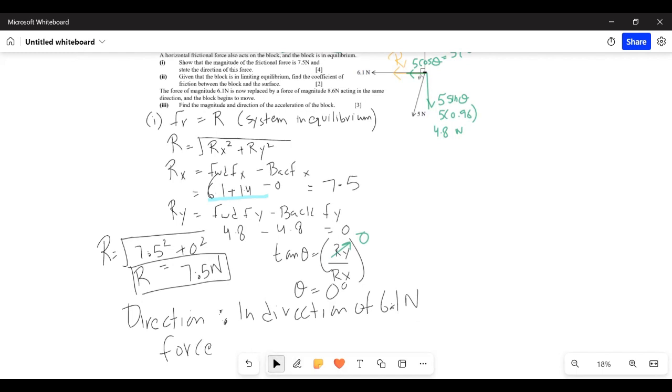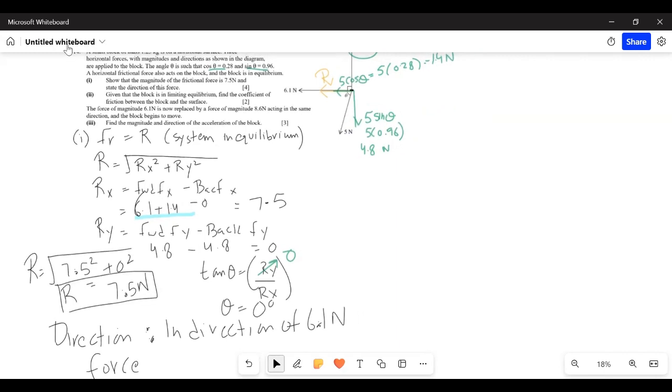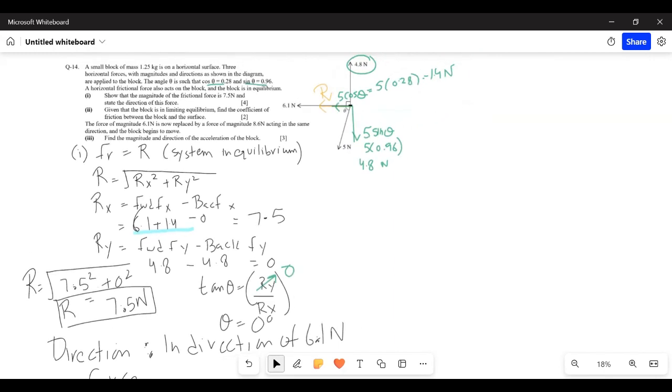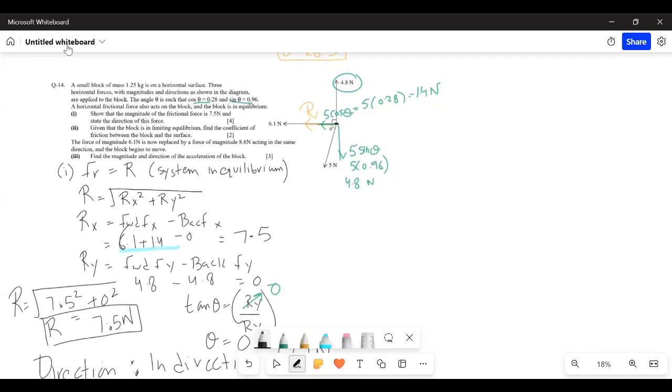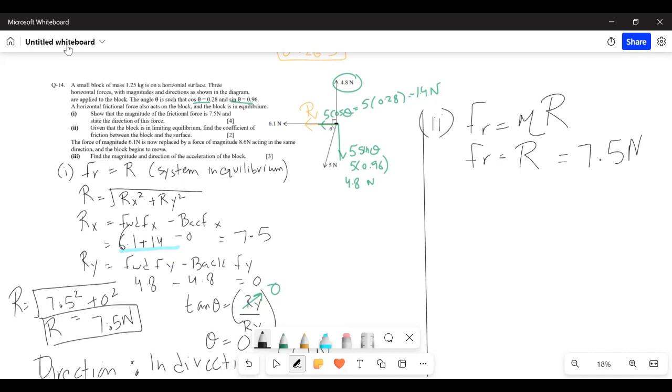Okay. Let's take a look at the next part. Next part is, given that the block is in limiting equilibrium, for limiting equilibrium, we need to use the formula friction is equals to mu r. अच्छा जी, अब जो फ्रिक्शन है that's going to be the same as r, जो हमने बिल्कुल शुरू में बात की थी. So that is equals to 7.5 newtons. So friction is 7.5. Mu हमने शायद find करना है. Find the coefficient of friction. Yes, mu is this. R is the normal contact force.